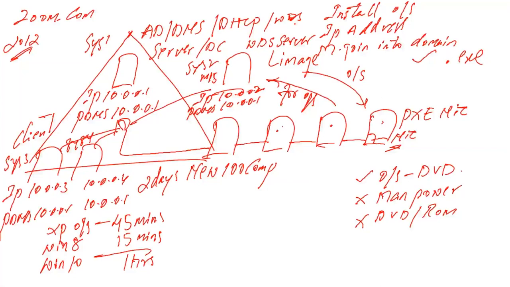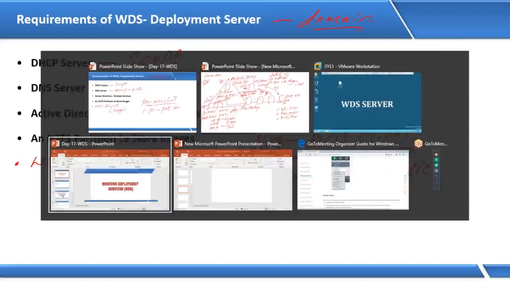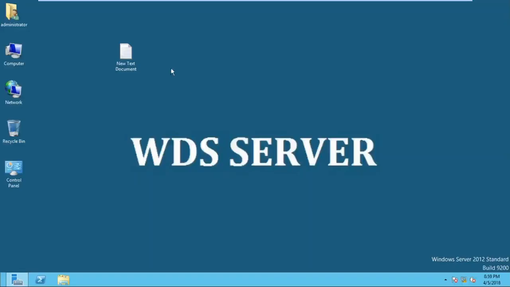So please write down our first lab today: installing Windows Deployment Service. In this topic, first lab, installing Windows Deployment Service. But before installing it, first complete the requirements. So please, in the lab, first you have to complete the requirements. One by one we'll go and complete the requirements. I want to make this machine a WDS server today.